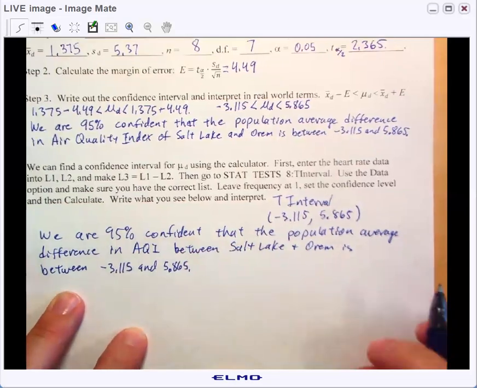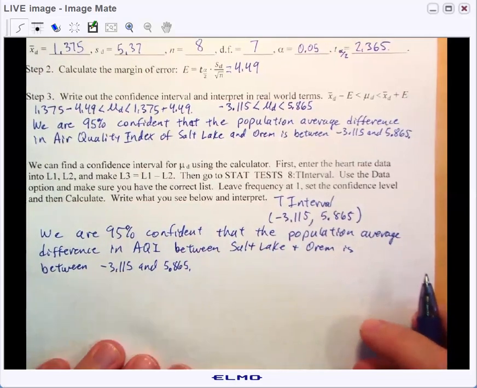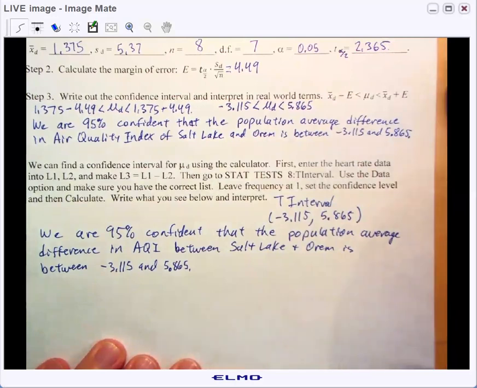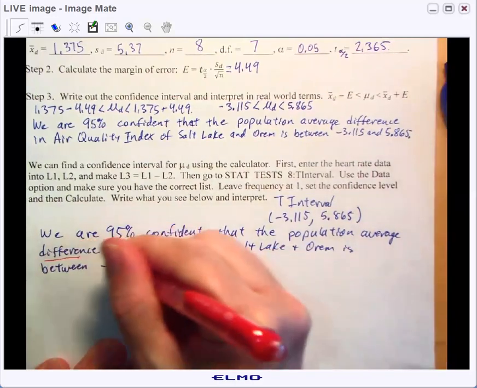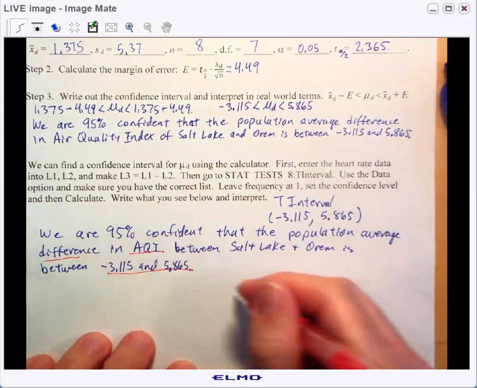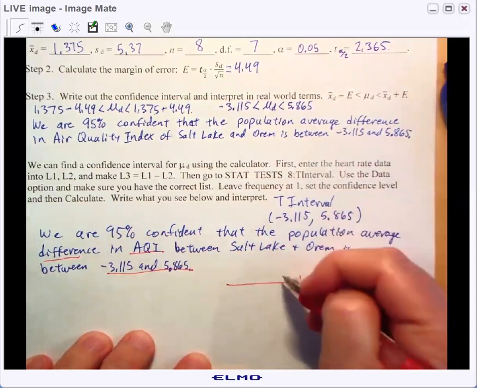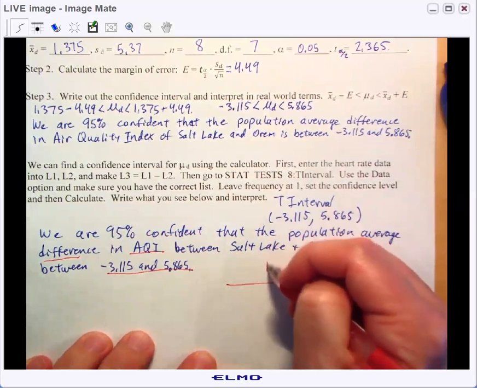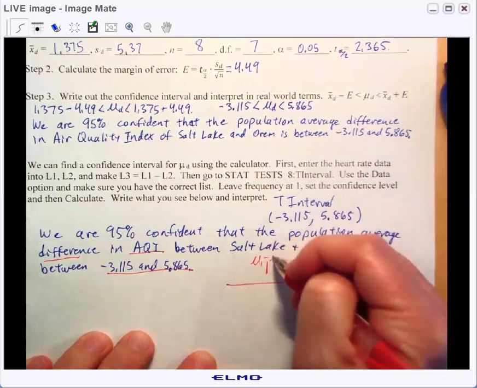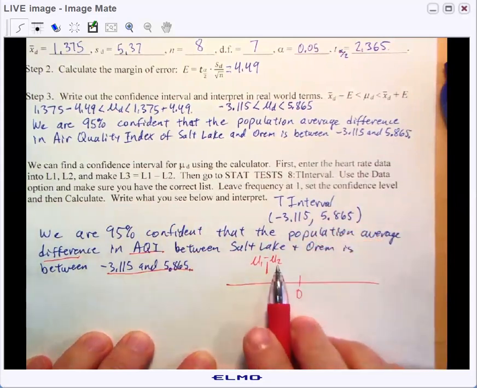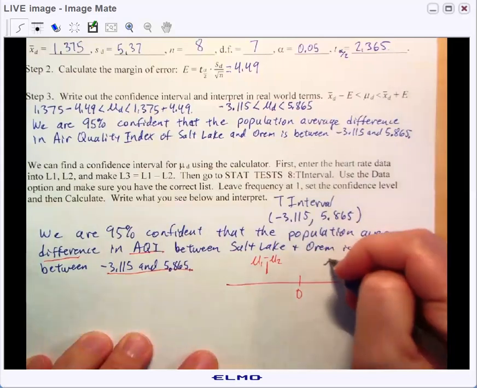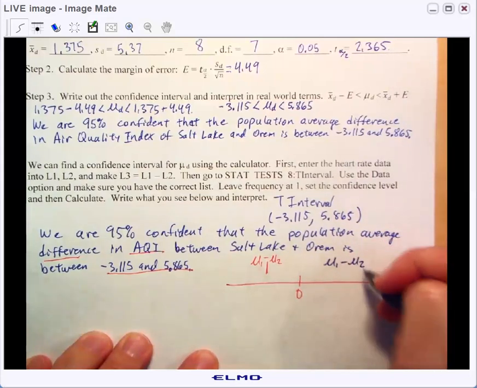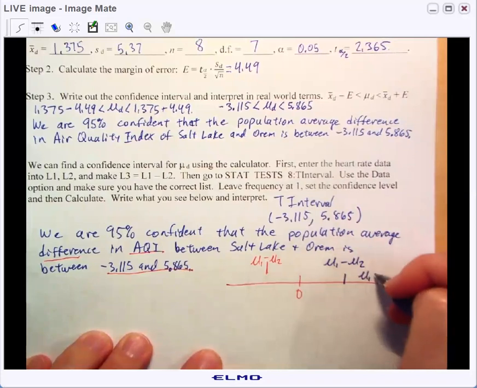Now, if we are careful here, you'll notice that the air quality index can never be negative. What we're talking about here is the difference in air quality index. So if we were to take a look at our number line here, if the difference, sample 1 minus sample 2, is here, so mu1 minus mu2, that tells me that mu2 is higher than mu1. But like we saw earlier in the chapter, if mu1 minus mu2 is a positive number, that tells me that mu1 must have been bigger than mu2.